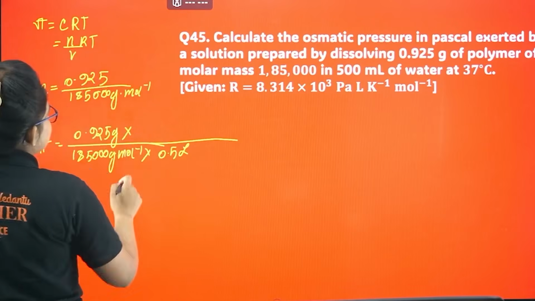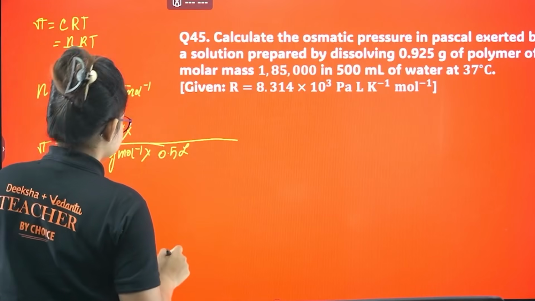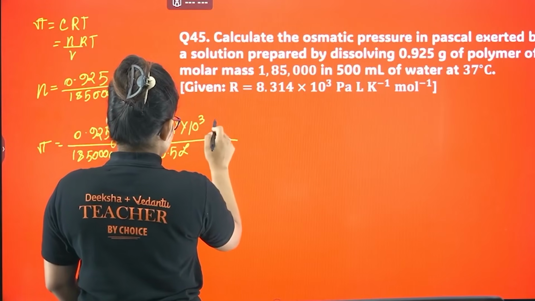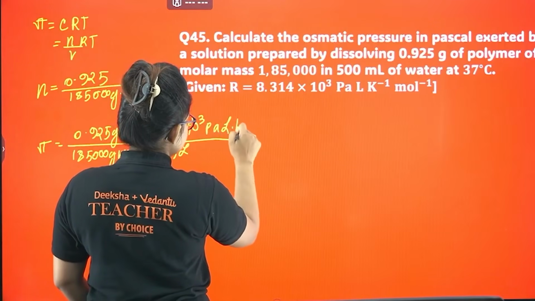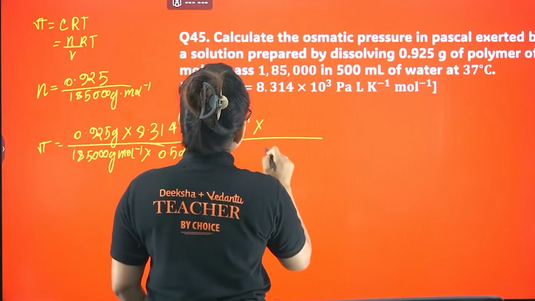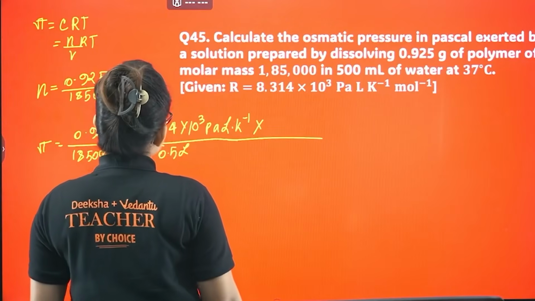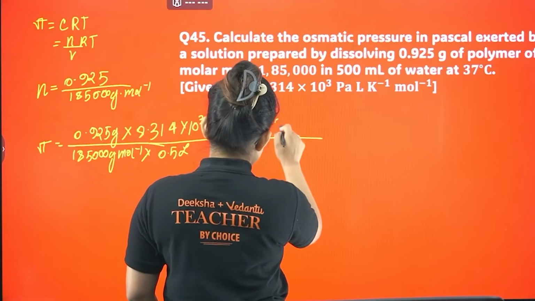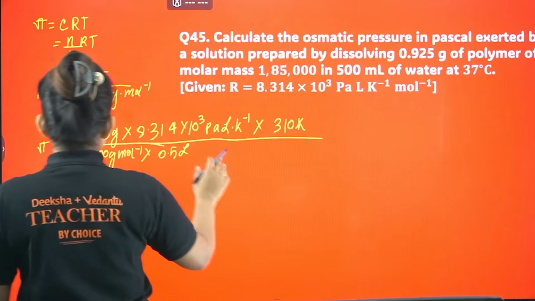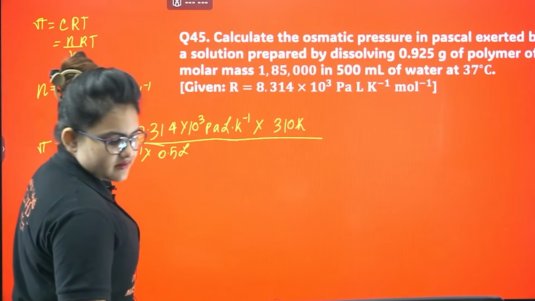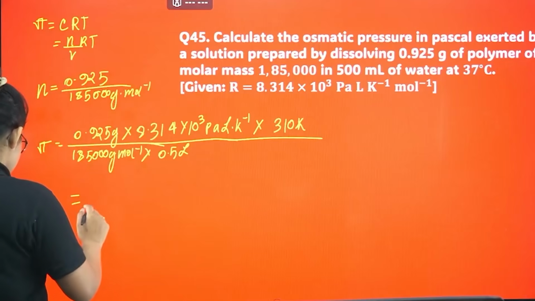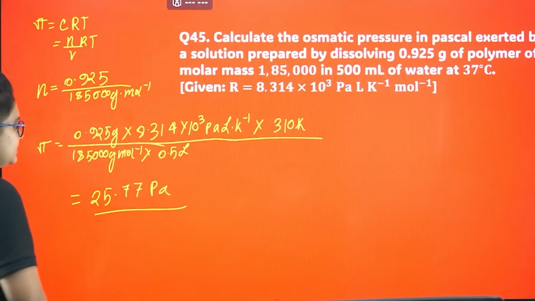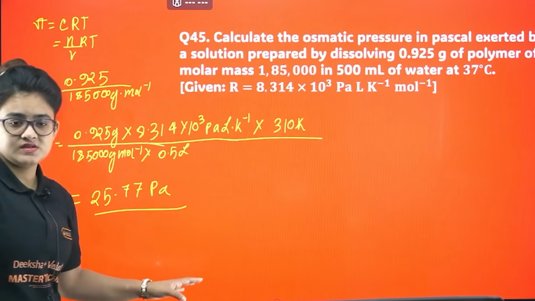Next, here we will put the value of R, that is 8.314 into 10 cube Pascal liter Kelvin inverse, into T. T is basically 37 degrees Celsius, which we have to convert into Kelvin. So it will come out to be 310 Kelvin. Everything here will be cancelled out. If you calculate this, your answer will come out to be something like 25.77 Pascal. Okay, so this is the answer. I guess you understood this.